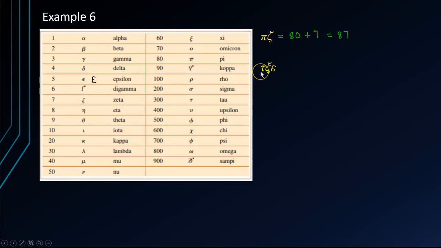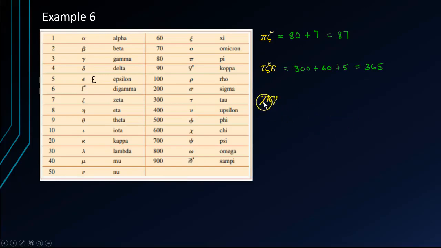Here you have tau. I believe that's tau. Yeah, it's tau. You have xi, and you have epsilon. So what you have here is 300 plus 60 plus 5, which is 365.